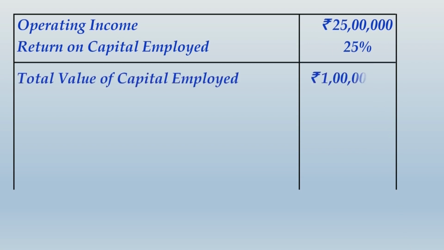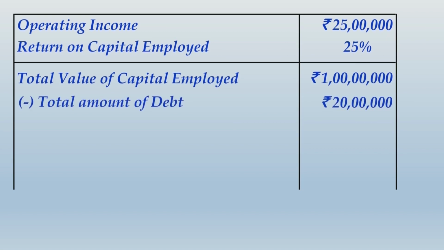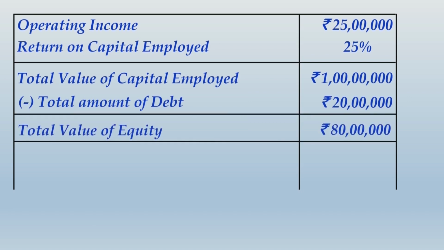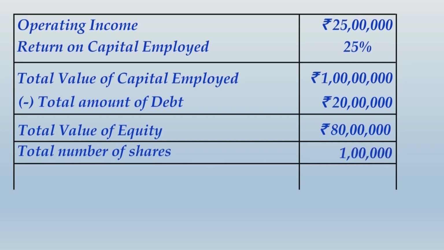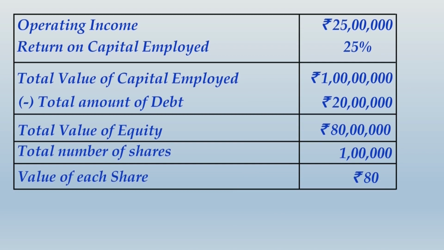So what will be the total value of capital employed? It will be 25 lakhs divided by 25%, which gives you rupees 1 crore as the total value of capital employed. From this, subtract the amount of debt, and what you get is the total value of equity. That total value of equity comes to rupees 80 lakhs. The total number of shares is 1 lakh, and therefore the value of each share will be rupees 80. So friends, quickly take note of this as well, and then we move ahead.